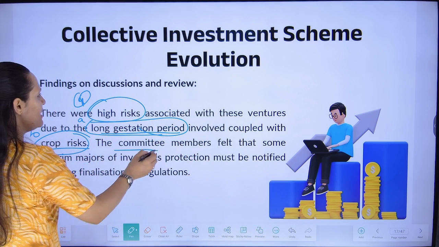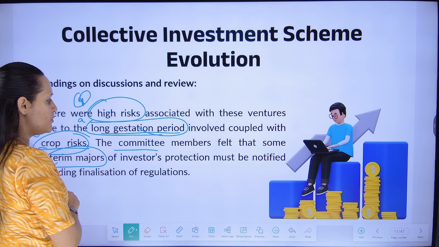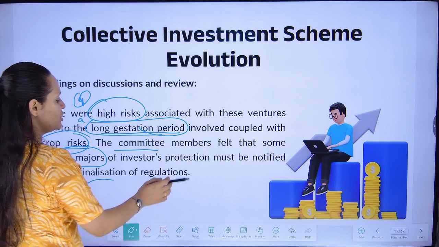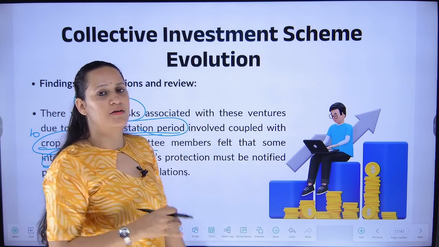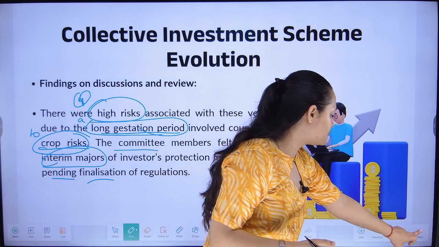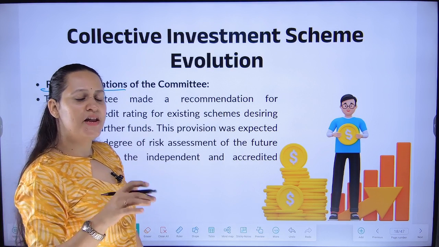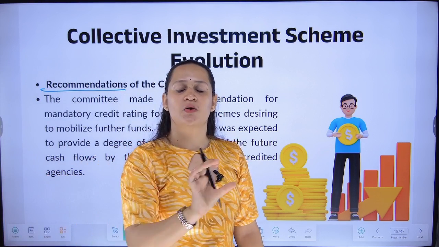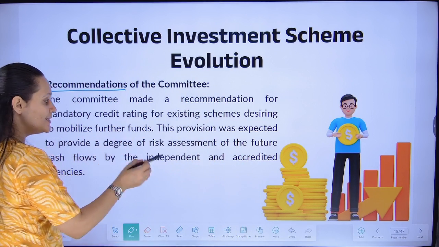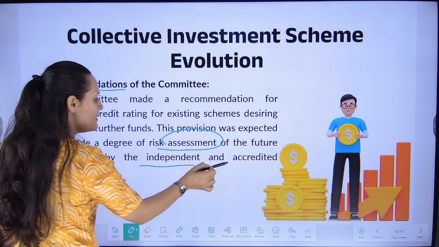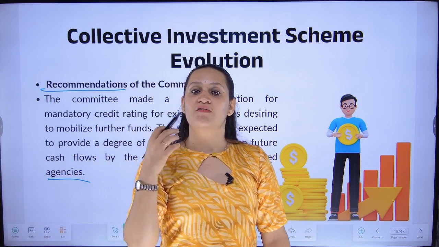That is why the committee members felt that some interim measures for investor protection must be notified pending finalization of the regulations. So before ultimately finalizing the CIS regulations, these are the factors we have to pay extra attention to. The committee also made certain recommendations, saying that whenever anybody is going to launch a scheme that will be called a collective investment scheme, they have to get it assessed by a proper independent accredited agency. They should get a credit rating, a score for the validity of the scheme.